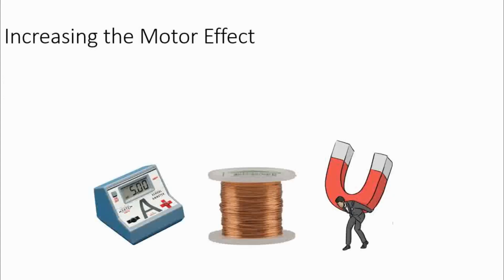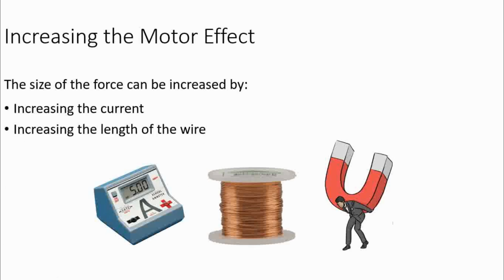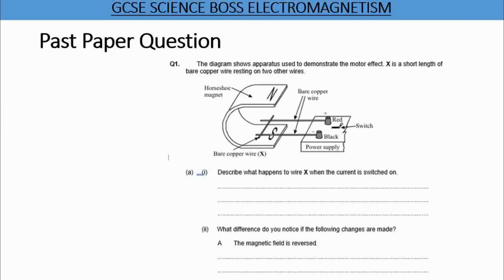Now, how can we increase the motor effect? If you think about the formula, you can increase the current. You can increase the length of the wire or the number of turns on the wire, and you can also use a stronger magnet. Okay, good. Now, hopefully that summarizes that topic for you, the motor effect.